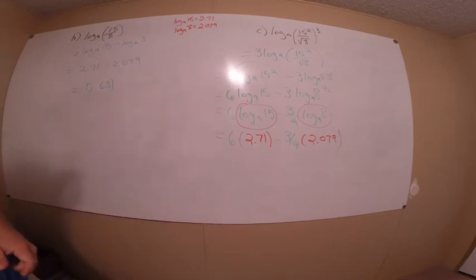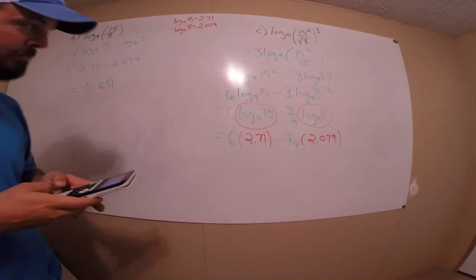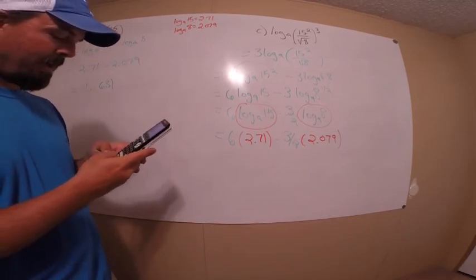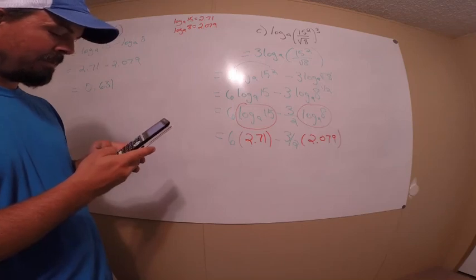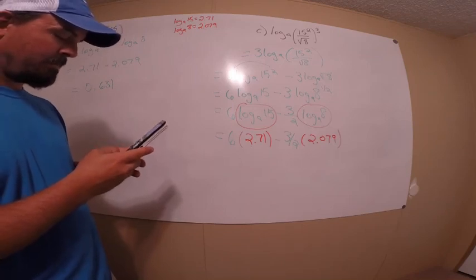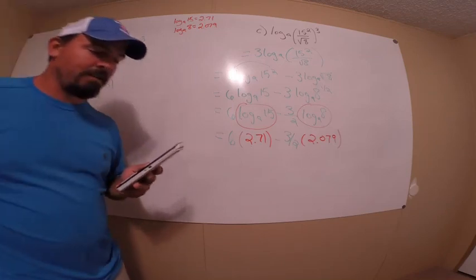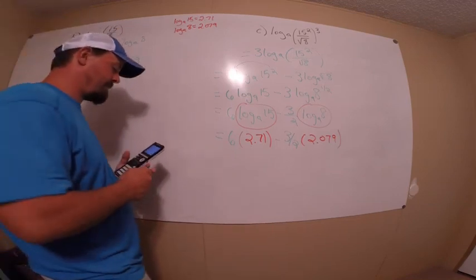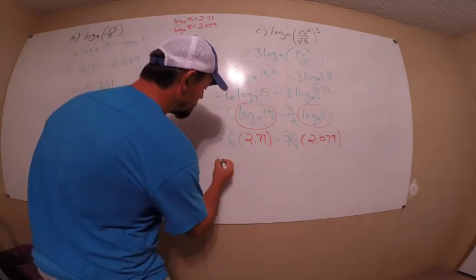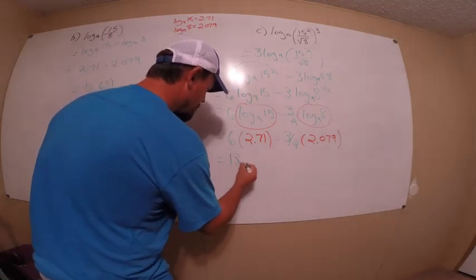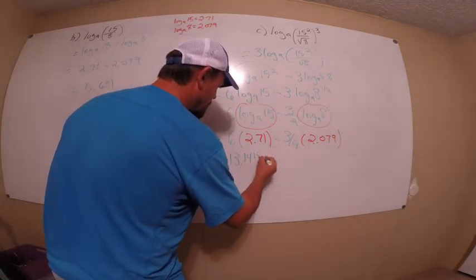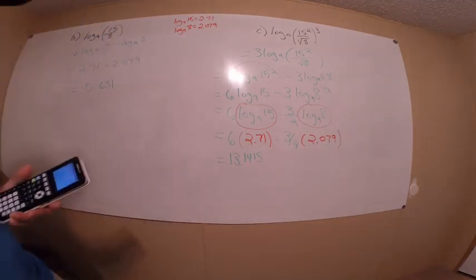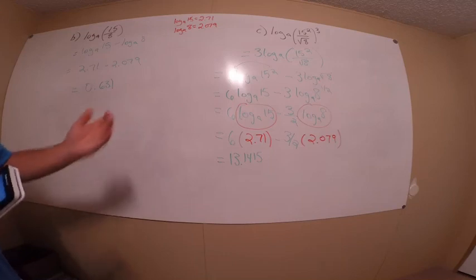Now if I use my calculator so we can get a final answer: 6 times 2.71 minus 3 divided by 2 times 2.079, what I get is 13.1415. Okay, that's an interesting answer, but it is a correct one. 13.1415. And it's as simple as that.